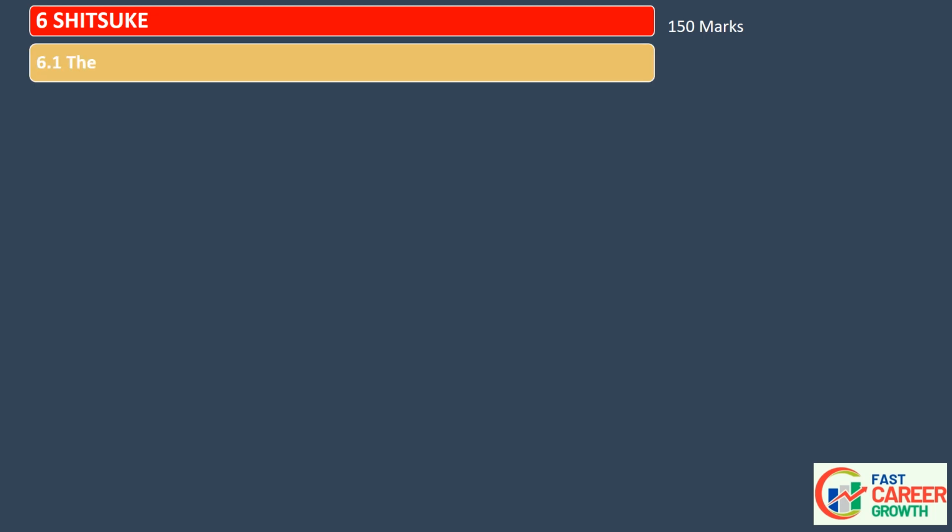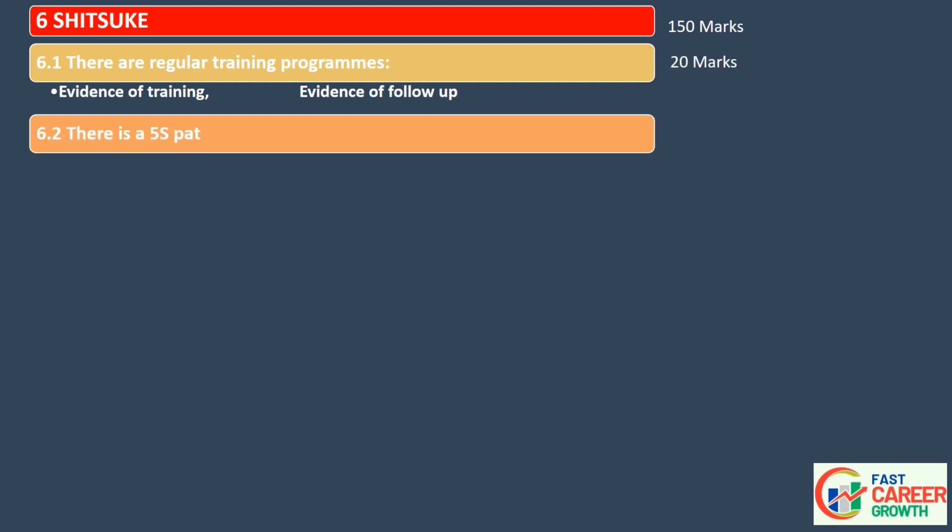Next, see what are the criteria for the last S, or Shitsuke stage assessment, where total point is 150 score. First, check there are regular training programs provided or not. Here check evidence of training and evidence of follow-up. Total point is 20. Then check there is a 5S patrol team which regularly reviews the system or not.